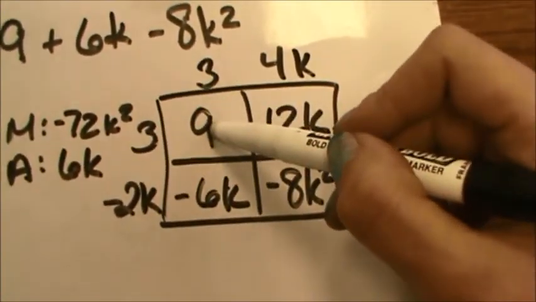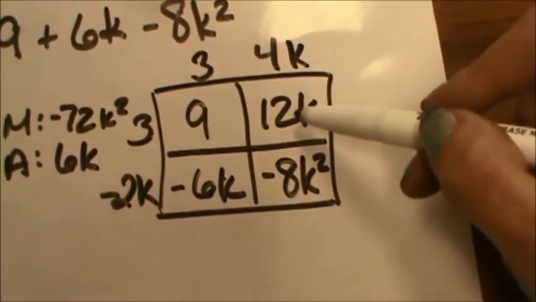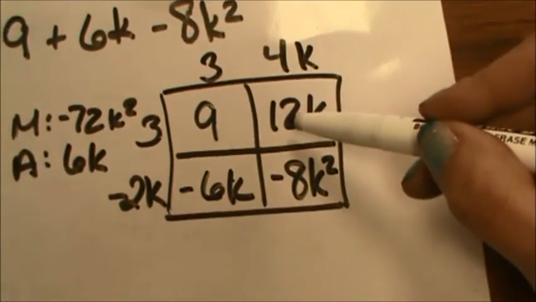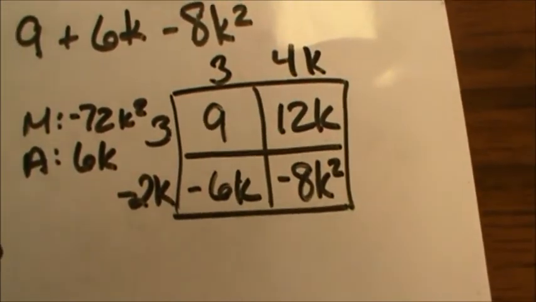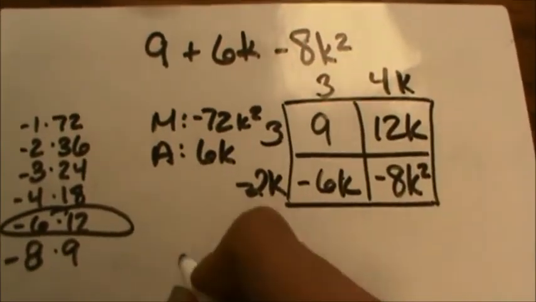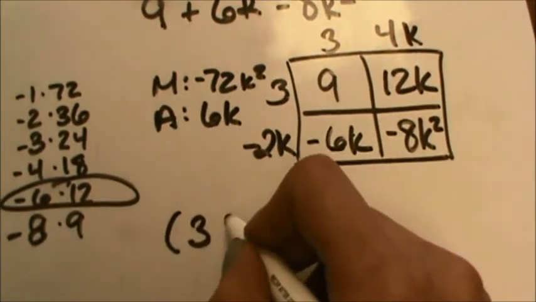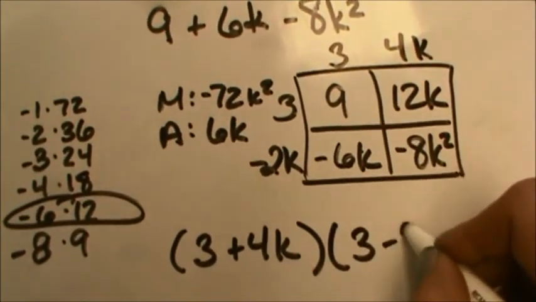3 times 3 is 9. 3 times negative 2k is negative 6k. 3 times 4 is 12k. And 4k times negative 2k is negative 8k squared. So it looks like my factor box is correct. My factored form of this problem, 3 plus 4k, 3 minus 2k.